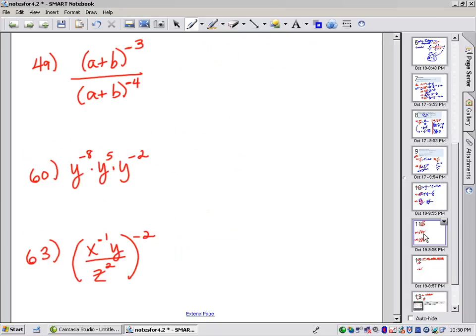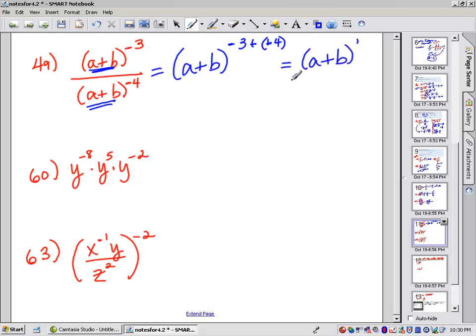A few more problems. (a plus b) to the negative 3 over (a plus b) to the negative 4. These are like bases, so we can use the quotient rule, which says this is (a plus b) to the negative 3 minus negative 4, which is really negative 3 plus 4, which is 1. So this is simply (a plus b) to the first power, or just a plus b.